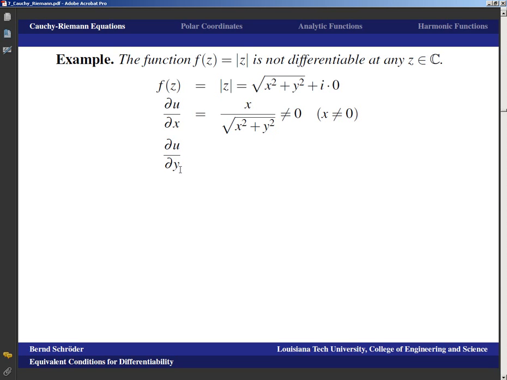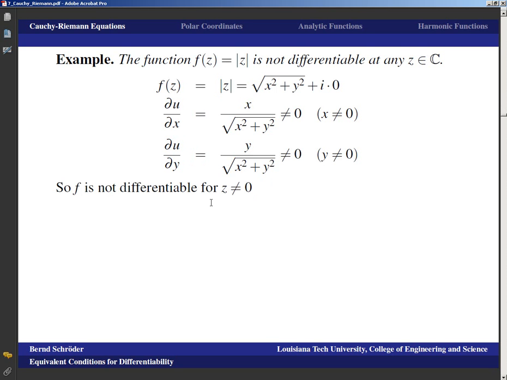Then we look at du dy, and du dy is y over square root x squared plus y squared. How does that go? The derivative of a square root function in either case is 1 over 2 times the square root of the inside, and then you multiply with 2x or with 2y, depending on whether you differentiate with respect to x or with respect to y, and then the 2's cancel to get these terms. And so that's not equal to 0 unless y is equal to 0.